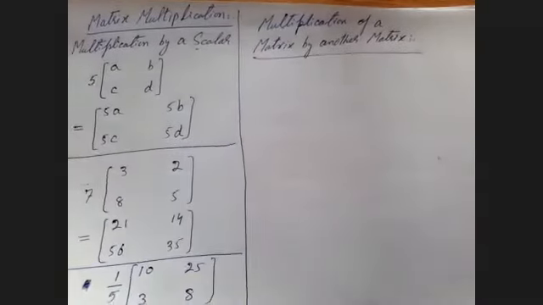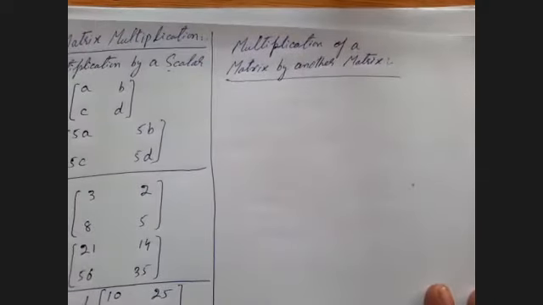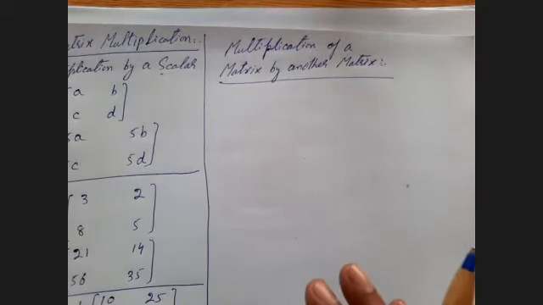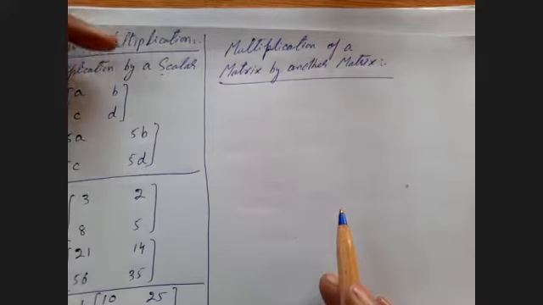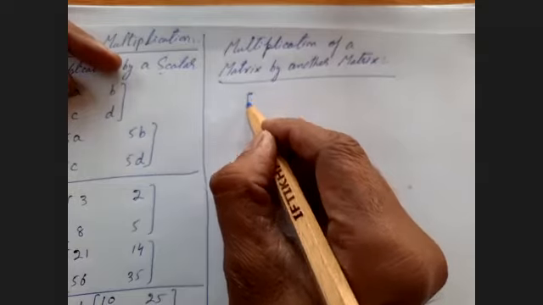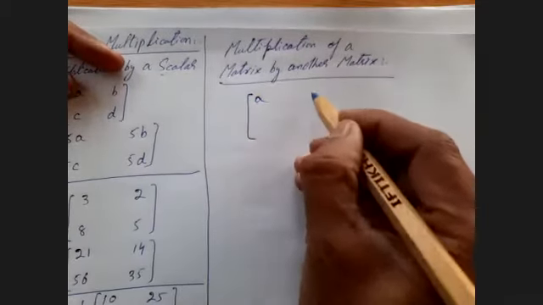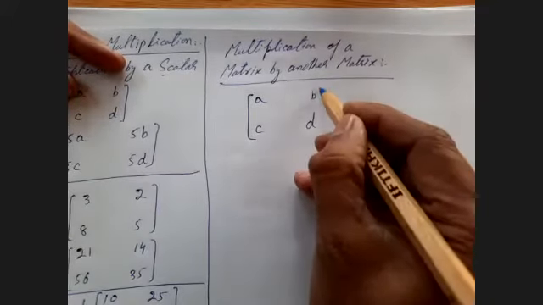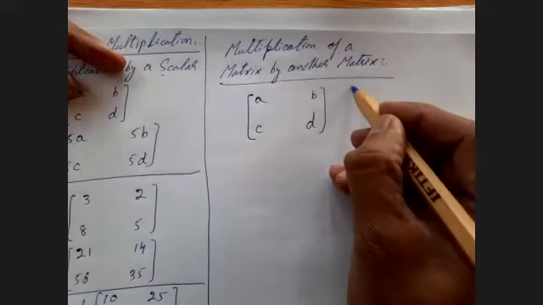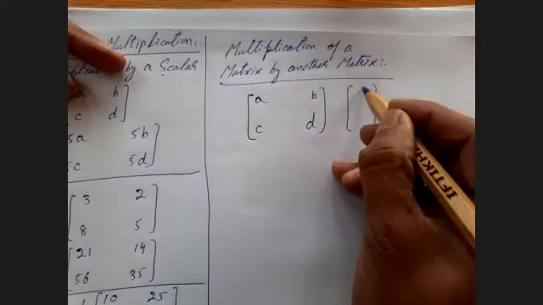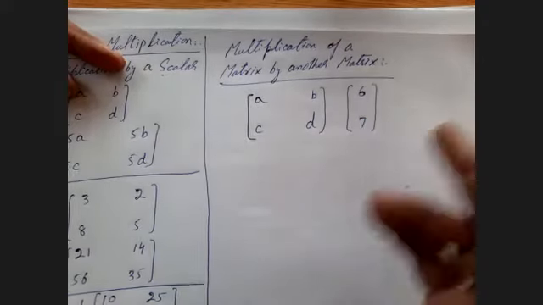So I am going forward to multiplying a matrix by another matrix. It is very important to learn this topic, because sometimes students get confused about this. So that's why it is very important to see what I am going to do. For example, I have a matrix like A, B, C, D. And I have another matrix like 6 and 7. Suppose these are two matrices.